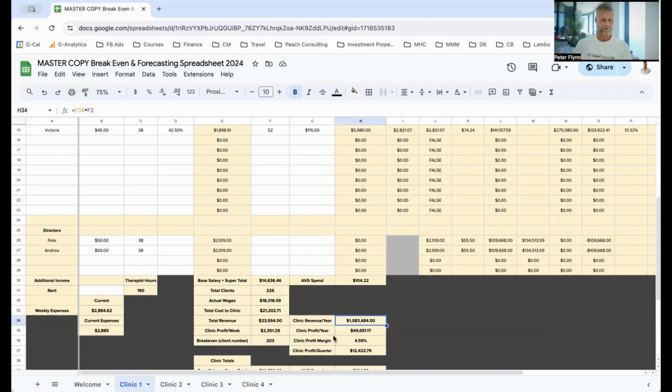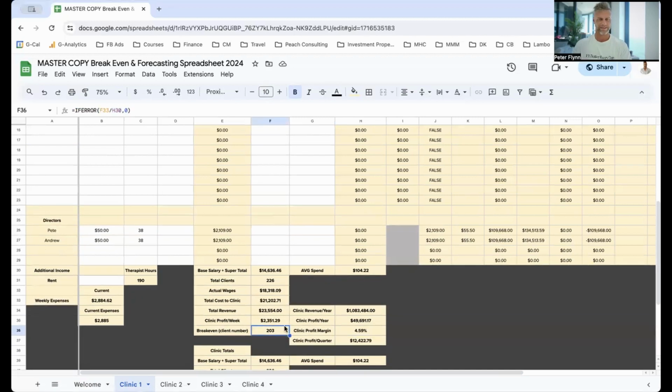Now, this will then give us our revenue per year and our clinic profit per year, as well as our clinic profit margin, which is sitting at 4.59%, and then our profit per quarter based on the numbers that we've put in. And one thing you will notice is that the break-even client number, being 23 clients below the total client number, is based on a week that we're seeing revenue coming into the clinic. So if you're working with 52 weeks per year, essentially this is what this number would look like. So the key thing to be watching over here is where are we sitting from a revenue per year, profit margin, and profit per quarter.